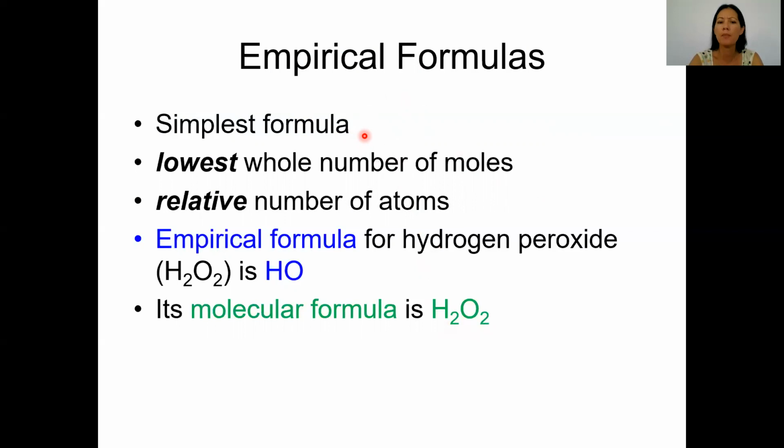In some cases, it can be the molecular formula, but basically it's the lowest whole number of moles, giving the relative number of atoms. So for hydrogen peroxide, H2O2, the lowest number of relative atoms is HO. So if I divided all of this by 2, I would get a single H and a single O. The reason we talk about this is because a lot of times we're working with substances or discover a new compound, and we can only initially determine the empirical formula.